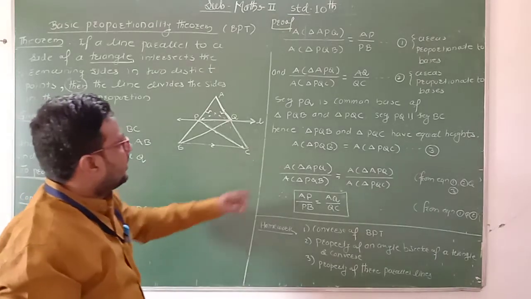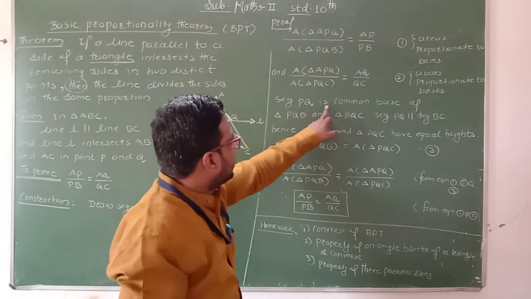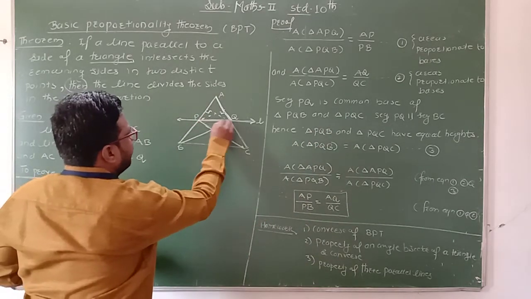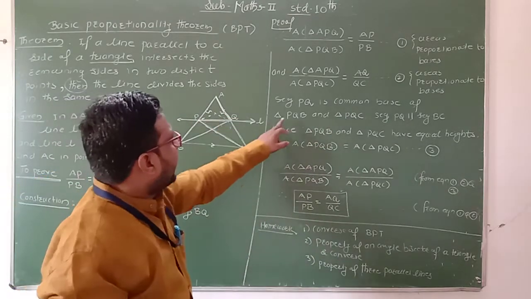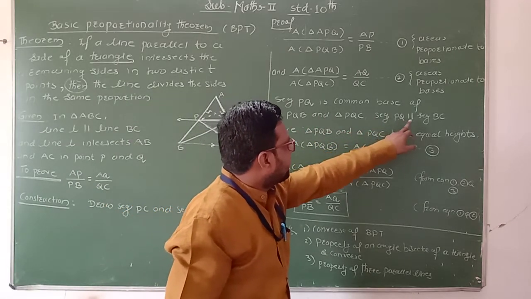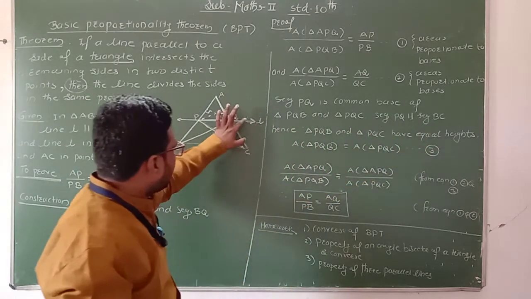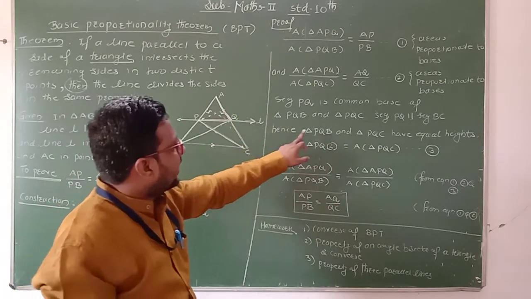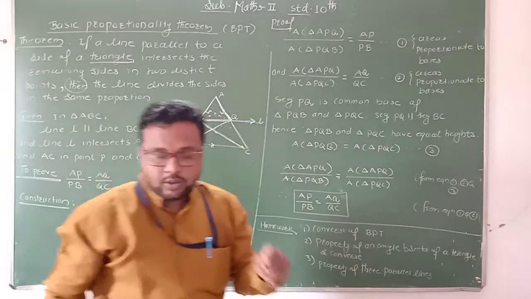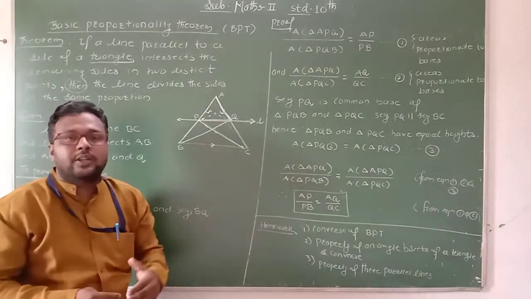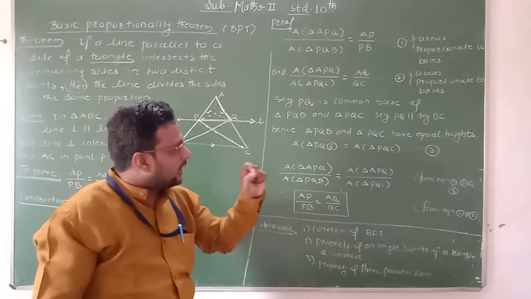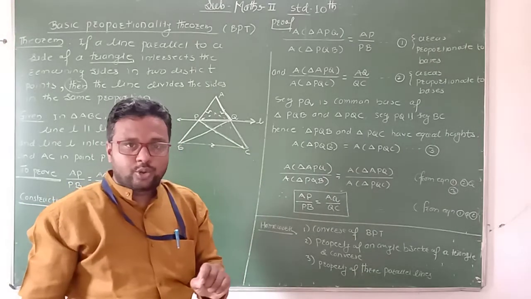Clear? Segment PQ is the common base for both triangles, triangle PQB and triangle PQC. Segment PQ is parallel to segment BC. This is already given. Hence triangle PQB and triangle PQC have equal height. If two triangles lie between the parallel lines, then these two triangles have equal heights. And these two triangles have the common base also.